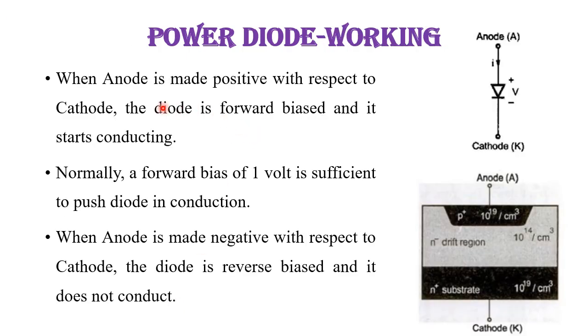Working of the power diode. When the anode is made positive with respect to the cathode, the diode is said to be forward biased and it starts conducting. So here is the anode. When you give a positive supply to this anode and a negative supply to this cathode, it will be forward biased and the current will flow from anode to cathode. Normally a forward bias of 1 volt is sufficient to push the diode into conduction. Whereas when the anode is made negative with respect to the cathode, the diode is said to be reverse biased and it won't conduct. Only a small leakage current flows.